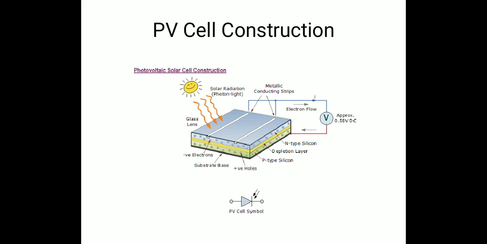N-type silicon, with phosphorus, is below the glass lens, and P-type silicon is at the bottom with the boron substrate. Between the two junctions, there is a depletion layer which ideally separates the negative and positive side of the PV cell. These positive and negative sides are both connected using metallic conducting strips, from where electrons flow across the circuit from the negative to the positive side. In this way, the PV cell works.